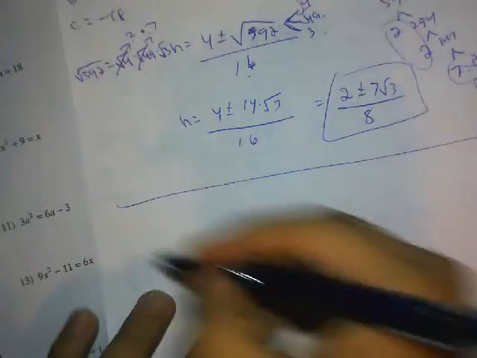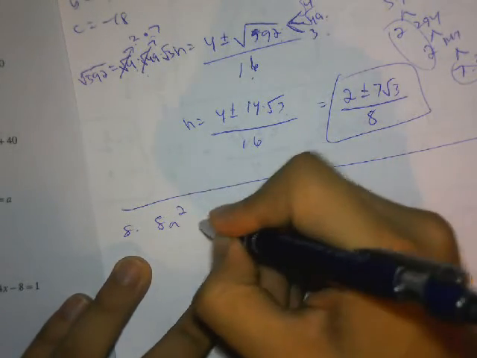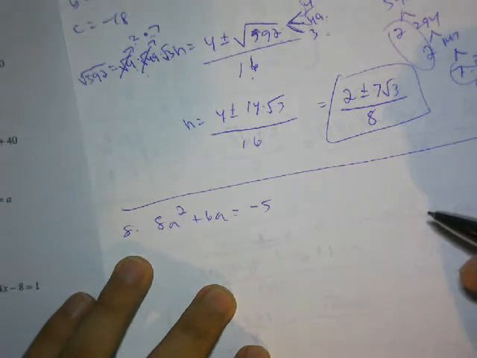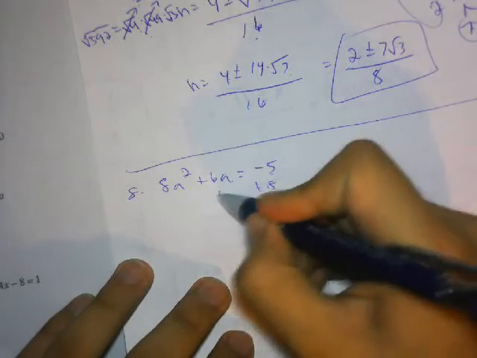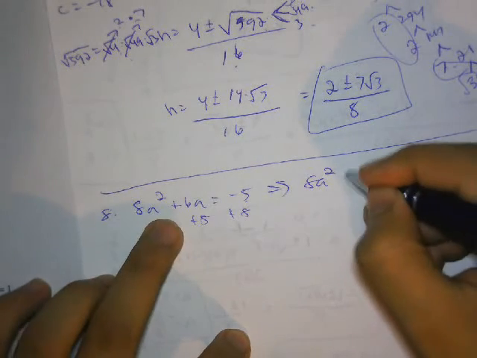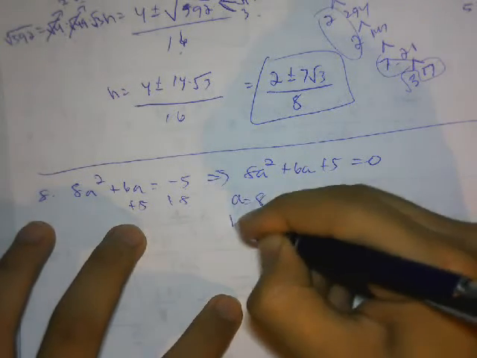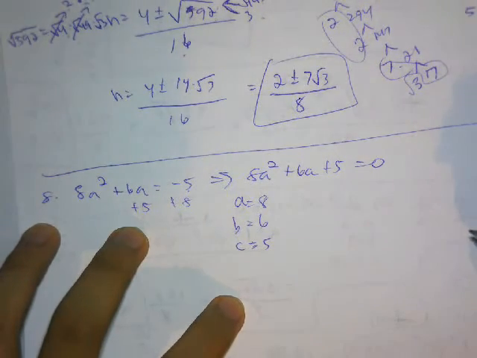Alright, number 8. Number 8 is 8a squared plus 6a equals negative 5. It does not equal 0, so make sure that you add 5 to both sides. So we get 8a squared plus 6a plus 5 is equal to 0. Now we can use our quadratic formula. A equals 8, B equals 6, and C equals positive 5.